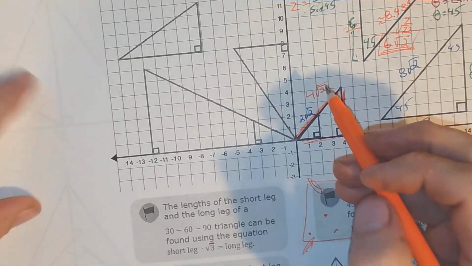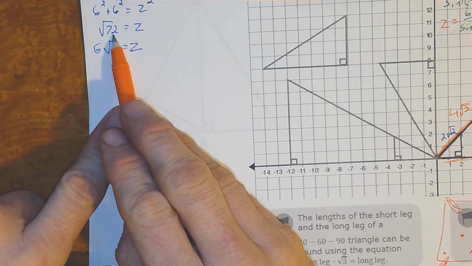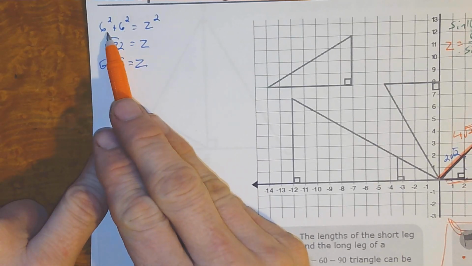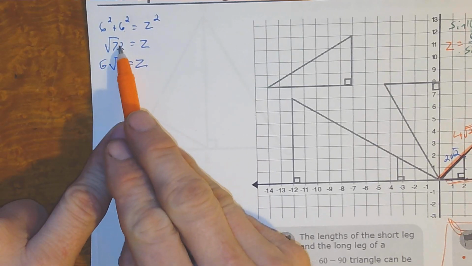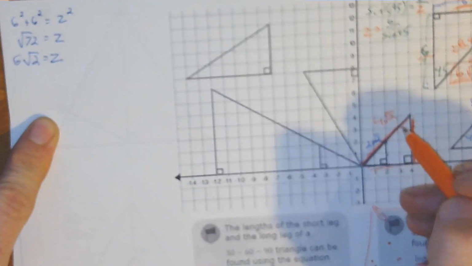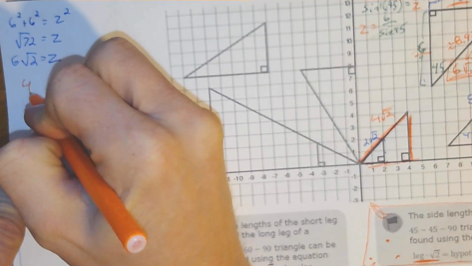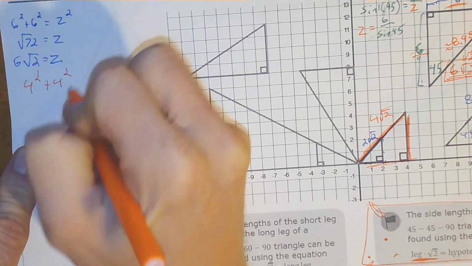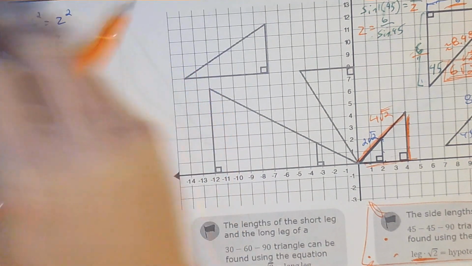Because it's always going to end up being whatever is inside this radical here. You're just going to end up doubling the square, and you're going to take out that double every time. It's going to work out every time. Say it's 4. 4 squared plus 4 squared, that's going to be 16 plus 16.